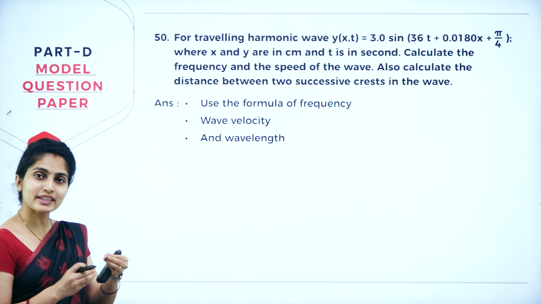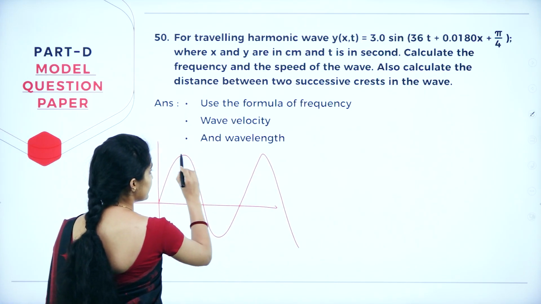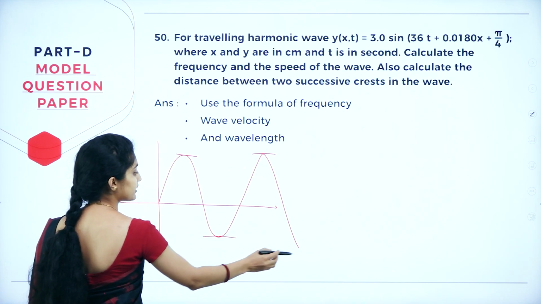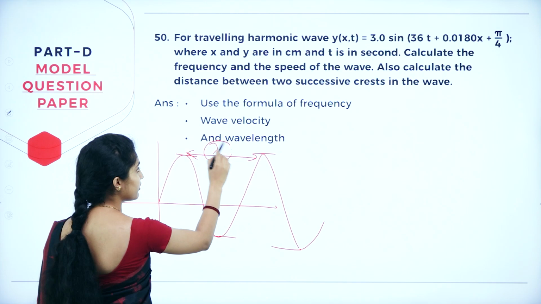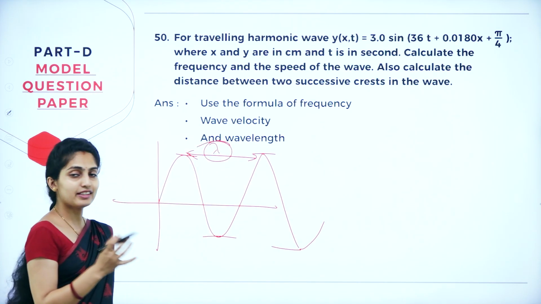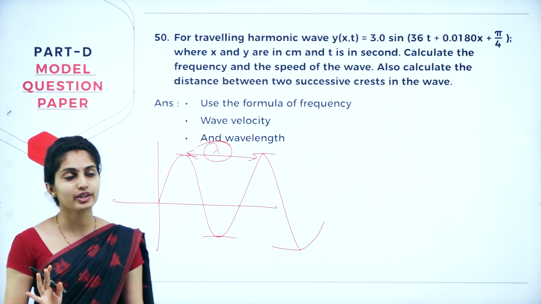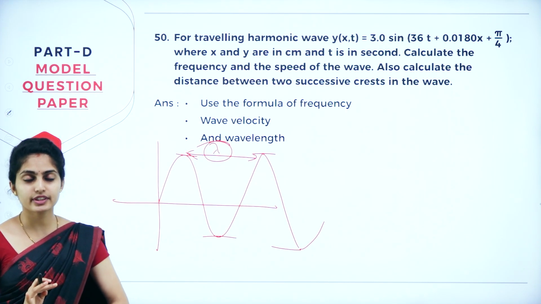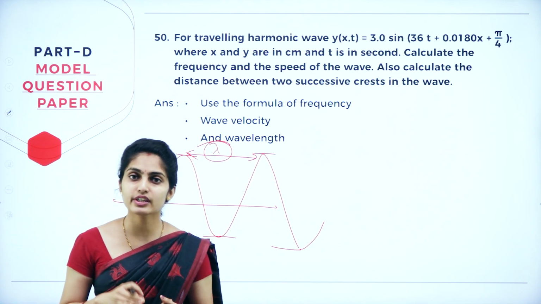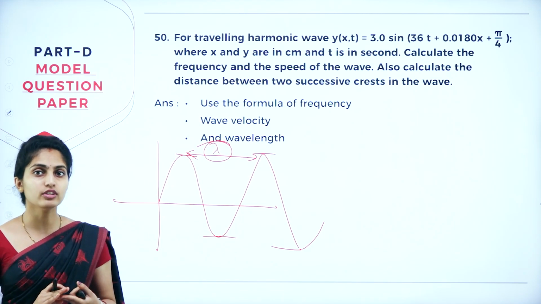So this is a slightly complicated question. Here we have a wave. These are the 2 crests and these are the 2 troughs. The distance between 2 crests is nothing but the wavelength. So finally they have asked you to find the wavelength. That's all. There is nothing for you to break your head over. First use the formula for frequency and find the frequency, use the formula for wave velocity and find the wave velocity, and finally use the formula for wavelength and find the wavelength.